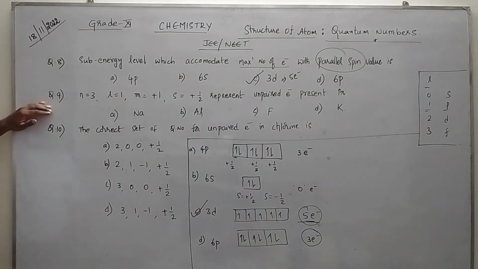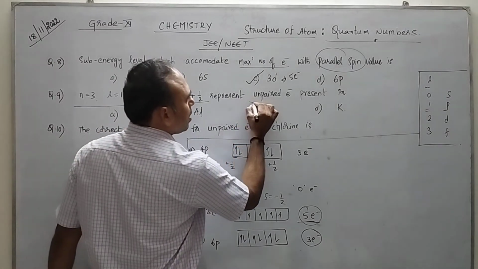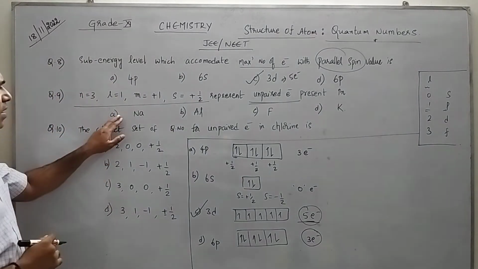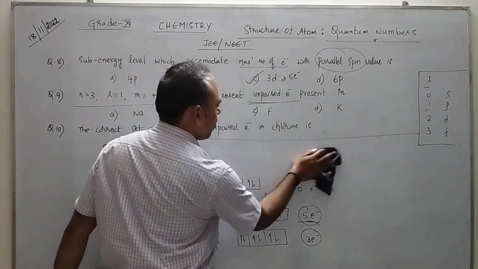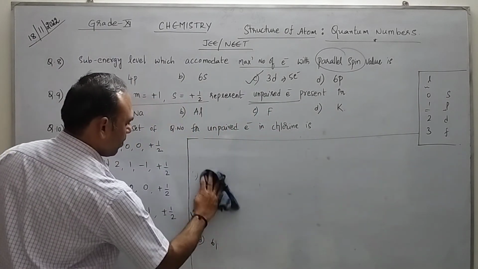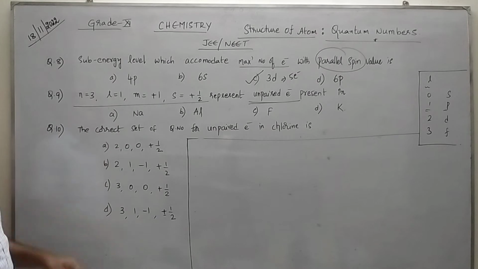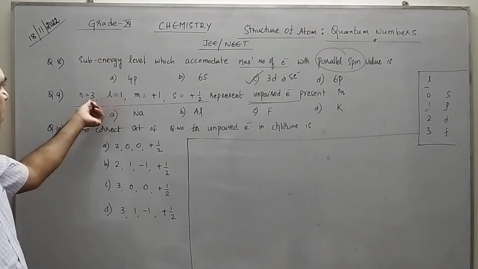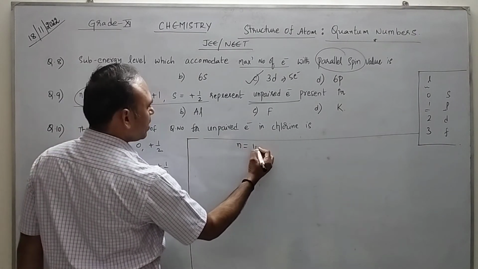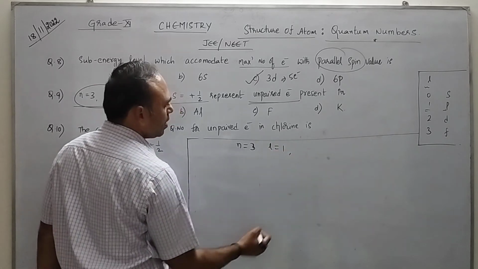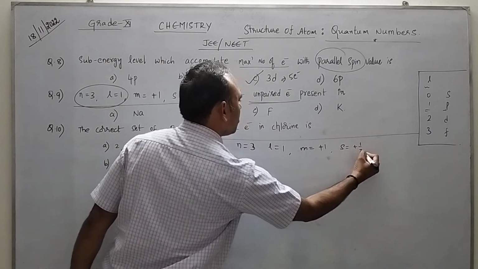Now question number 9. They have given the values of n, l, m and s, which represent the unpaired electron present in one of these 4. Any one you have to identify. First you can write the electronic configuration, or you can calculate. Now let us see the values given. n is equal to 3, l is 1, m is equal to plus 1 and s is equal to plus half. Now let us solve this.